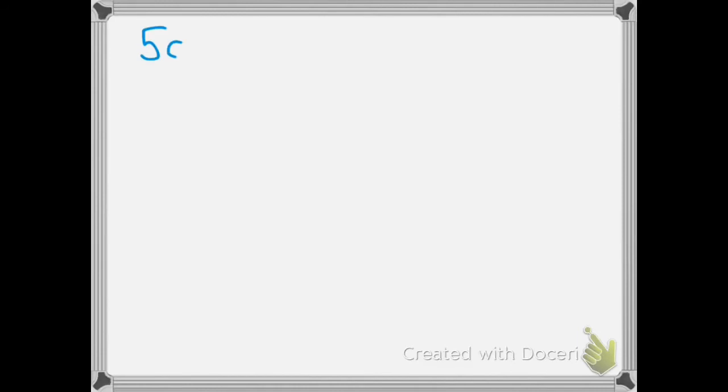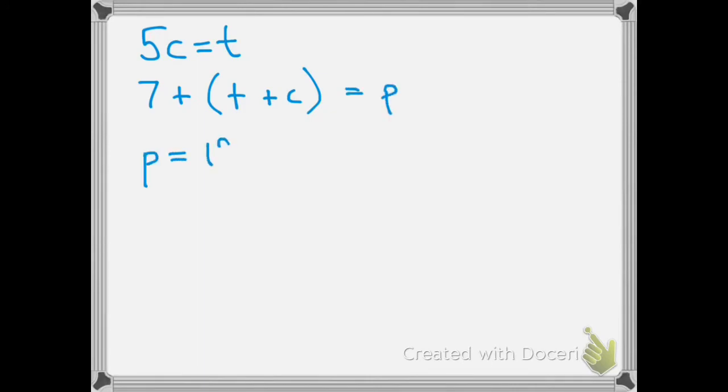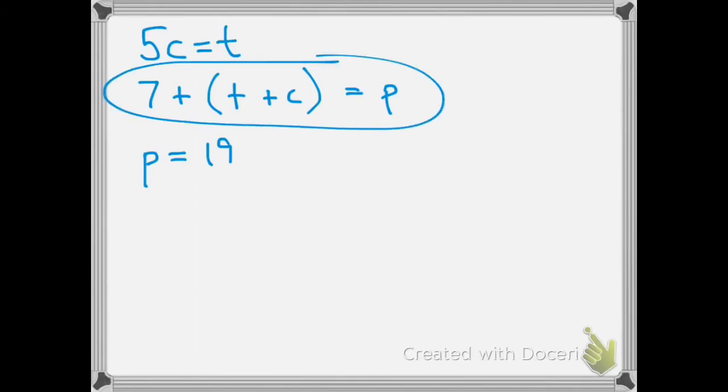We have 5C equals T. 7 plus T plus C. Remember, T represents tomatoes, C equals cucumbers, equals P, our peppers. And we know that peppers is 19. So we're going to use this right here as our main problem, right? So P, well, we know that it equals 19. We got that from here.